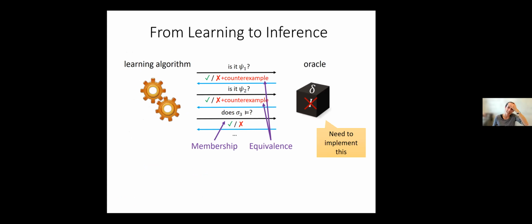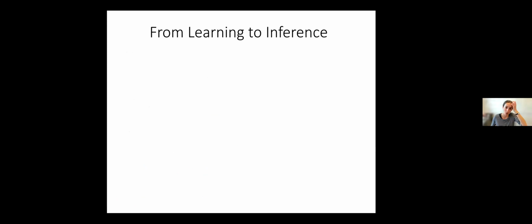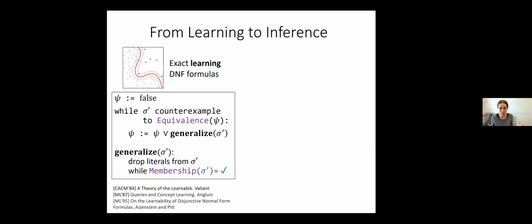So, basically, how and when can we take a learning algorithm and transform it into an inference algorithm? In order to do that, we need to somehow implement the teacher. And this is difficult because we don't know the invariant. So we need to answer questions about the invariant, which we don't know, the oracle doesn't know. And we need to somehow do it. So what I want to show is that it seems undoable, but actually we sort of did it already. What I have here on the slide is an algorithm from the exact learning literature for learning DNF formulas.